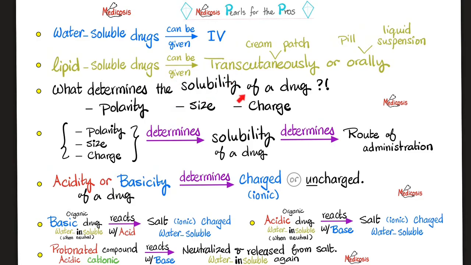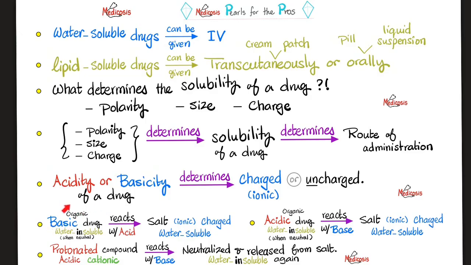What determines the solubility of the drug? Water-soluble versus lipid-soluble, and how much? The polarity, the size, and the charge. These three factors determine the solubility of the drug, which determines the route of administration, whether intravenous, transcutaneous, or oral. Some medications are more acidic, others are more basic, and acidity or basicity determine whether the medication will be charged or not. If you are charged, we say ionic, which is polar, which is water-soluble.